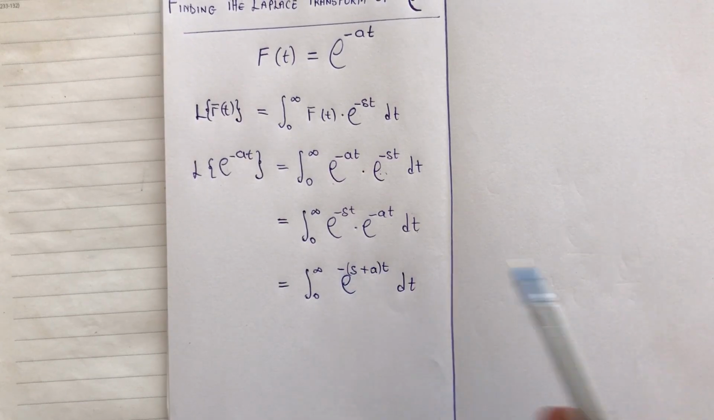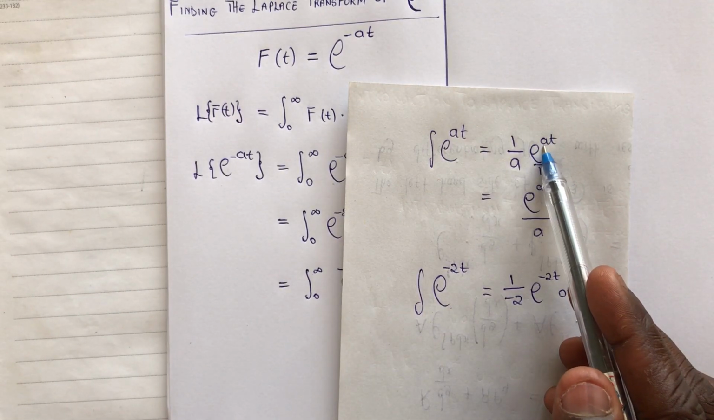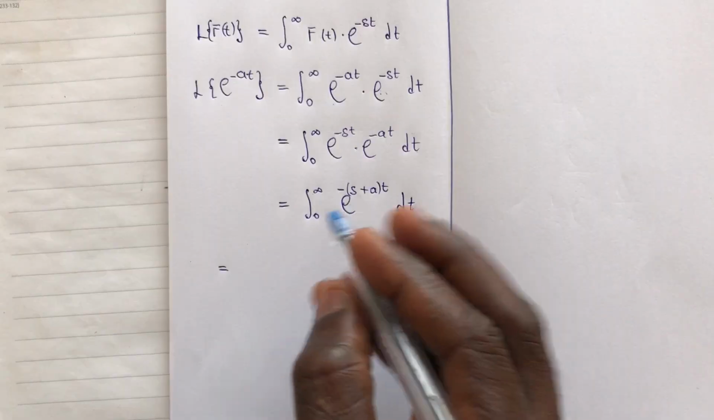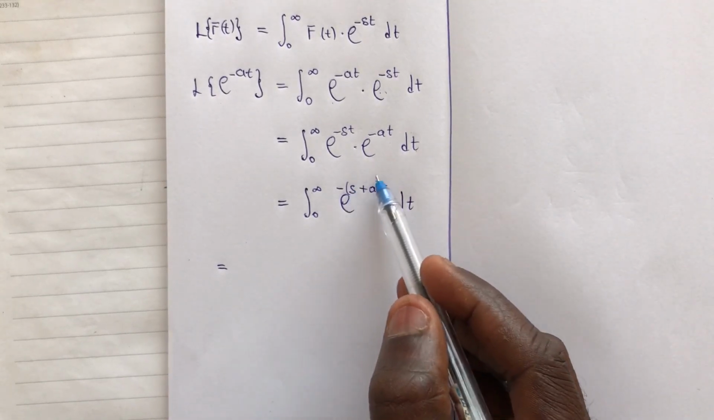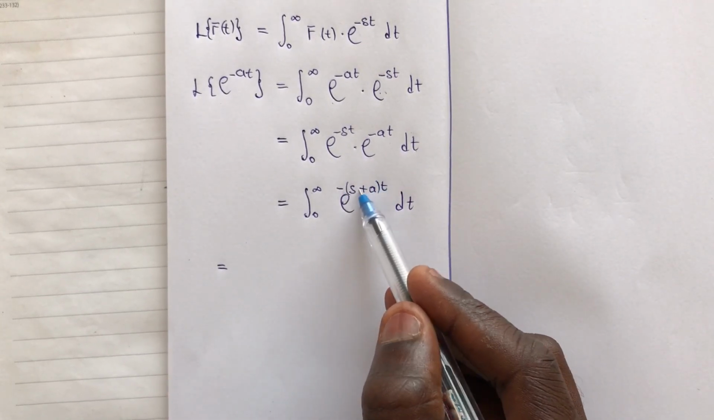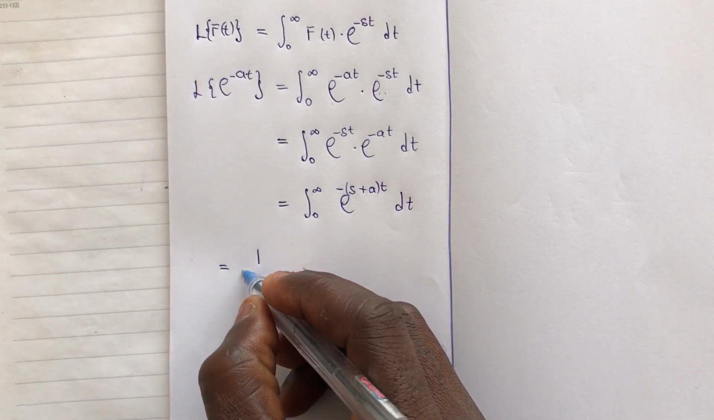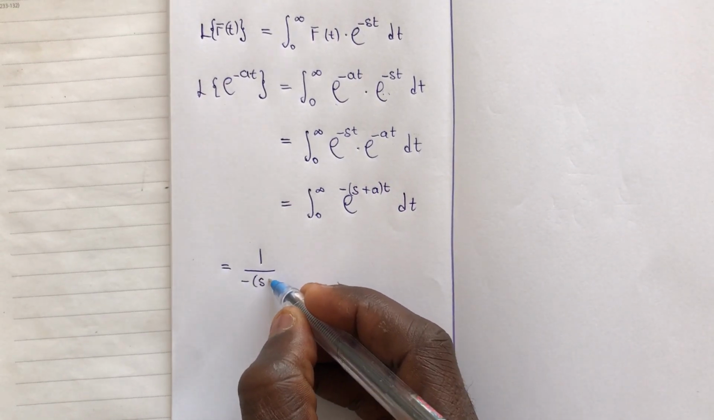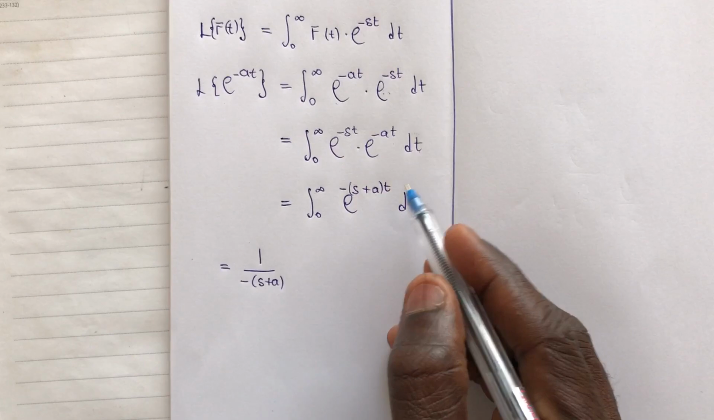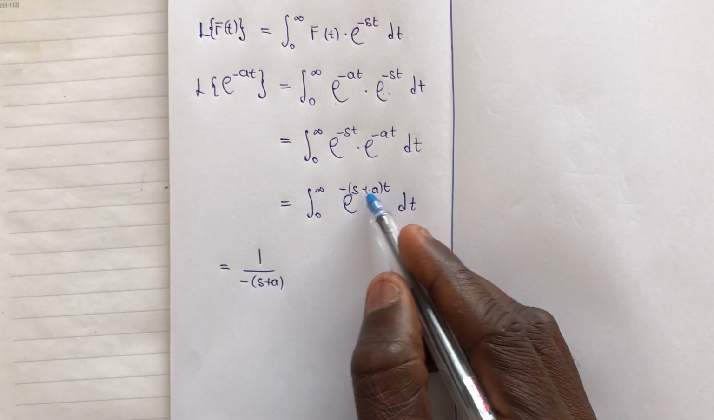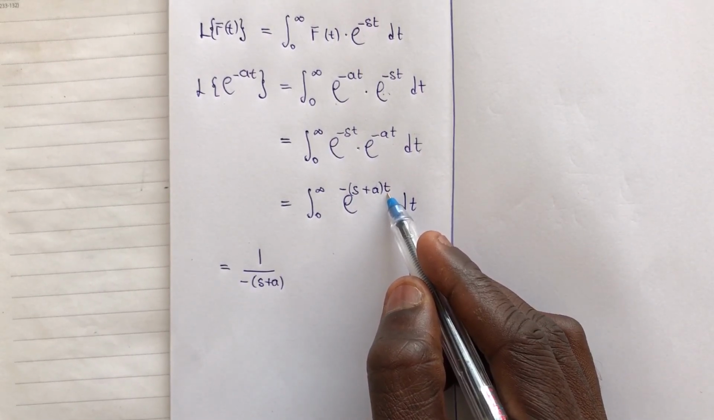Everything here is representing the variable what? A, that I use as an example. Now let's integrate this. We use everything here, 1 over everything we have here. So 1 over negative s plus a. Remember, we don't add this t because this side is the coefficient of t, okay?